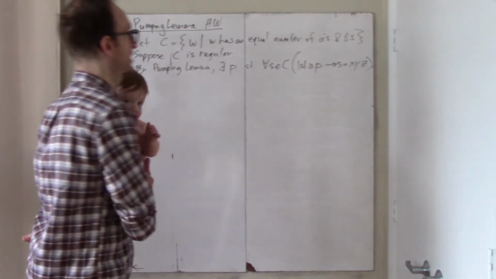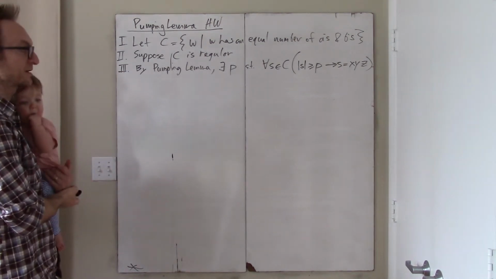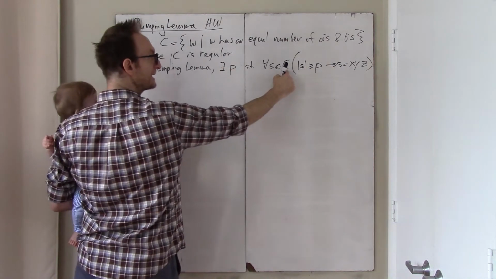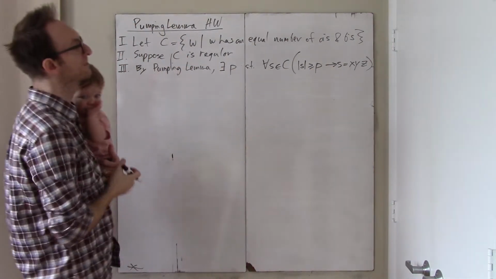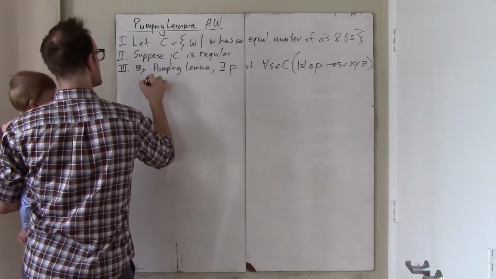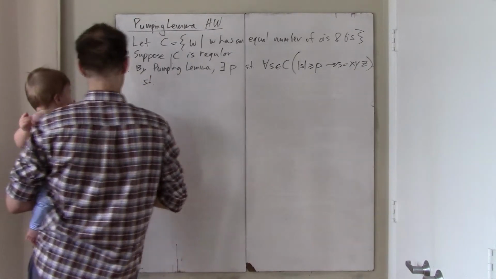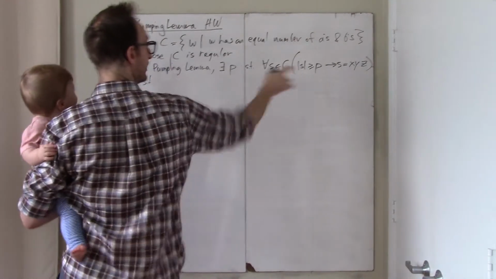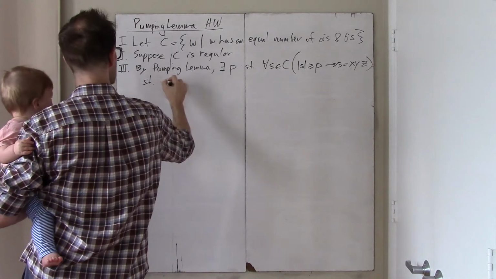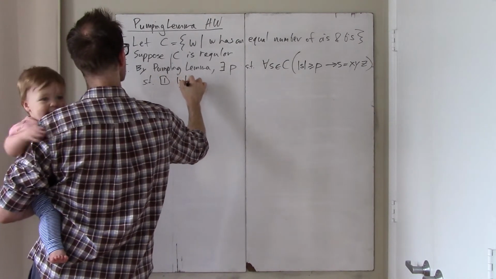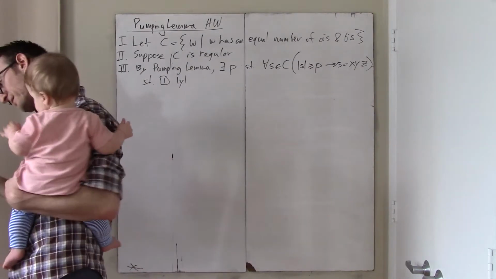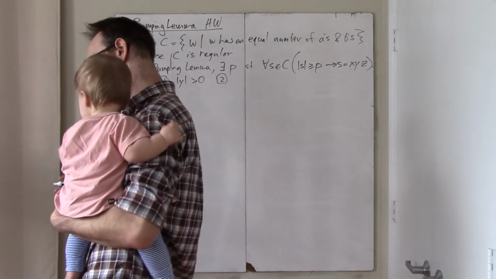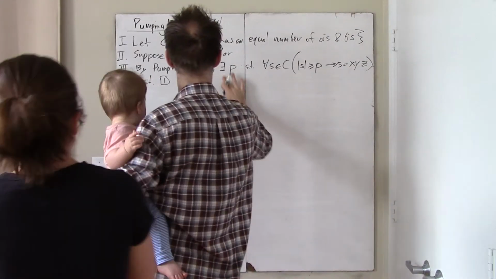There exists some P, the pumping length, this is just a number, such that for all strings in that language, if the string is longer than P, then the string can be partitioned into 3 sections such that those 3 sections have certain properties. Well, the middle can't be empty, so the length of the middle section is greater than 0. And also that the first 2 sections are completed.